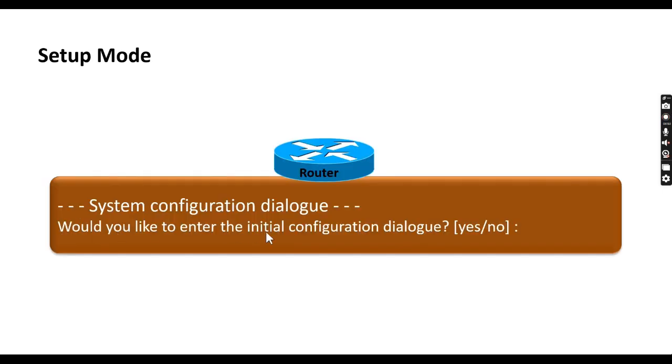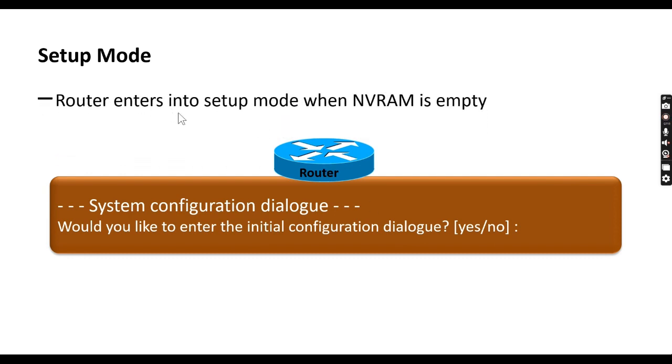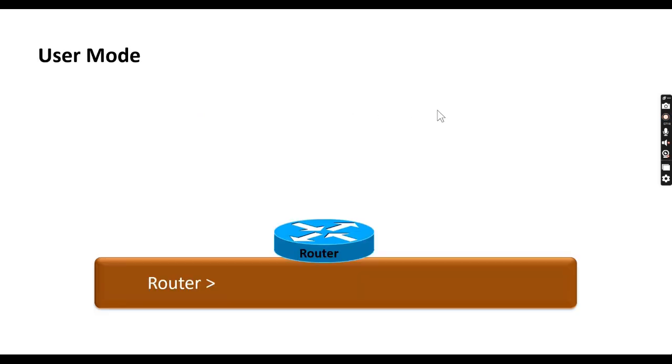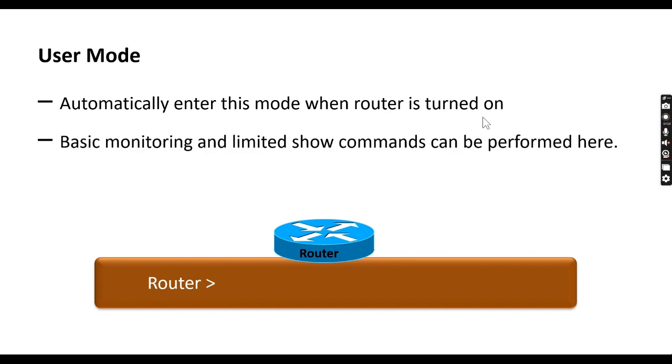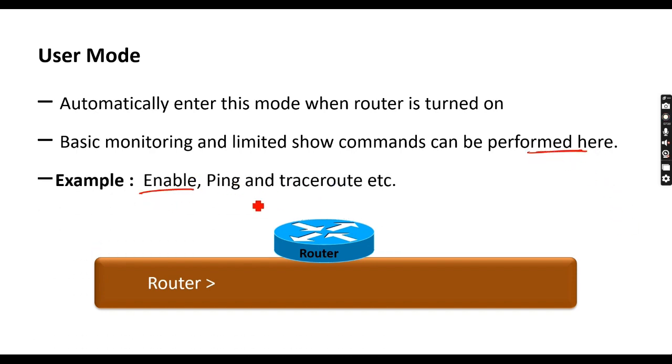Now see, what is setup mode? As I said, would you like to enter the initial configuration dialog? This will appear when your router is very new, and this is called setup mode. Next is user mode, or user access mode, and this is the symbolic representation: router and then this mark. The router automatically enters this mode when it is turned on and there is any configuration in the router. Basic monitoring and limited show commands can be performed in this mode. For example, you can run the ping command and the traceroute command in this mode.